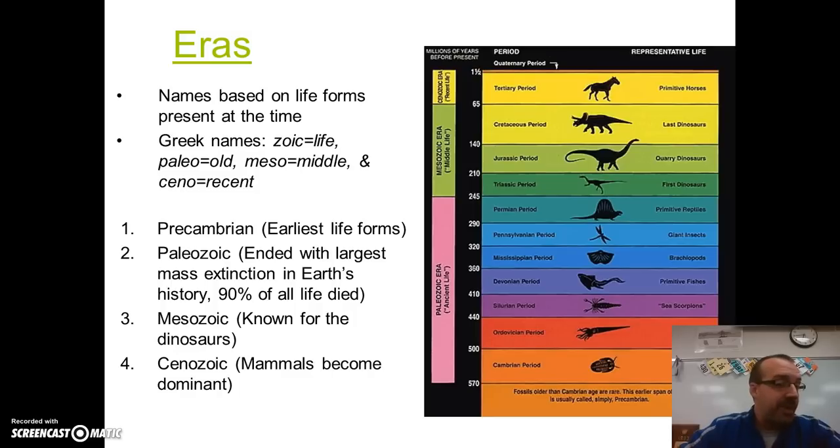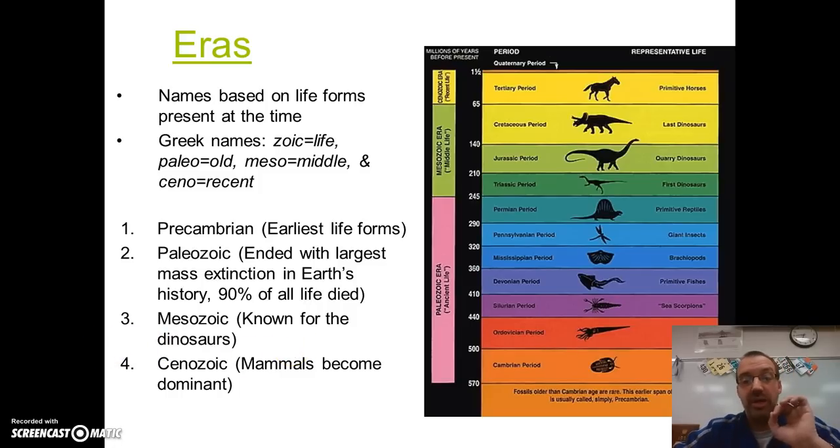Now, most of you probably think of the extinction of the dinosaurs as being the most significant, but look here. At the end of the Paleozoic, more than 90% of all life died. That was the most significant extinction that ever occurred on Earth. In fact, some scientists think that almost 95% of all organisms on Earth died.